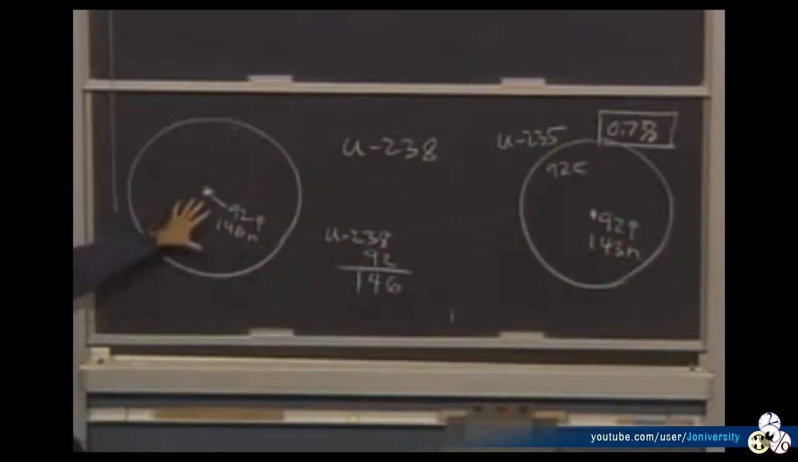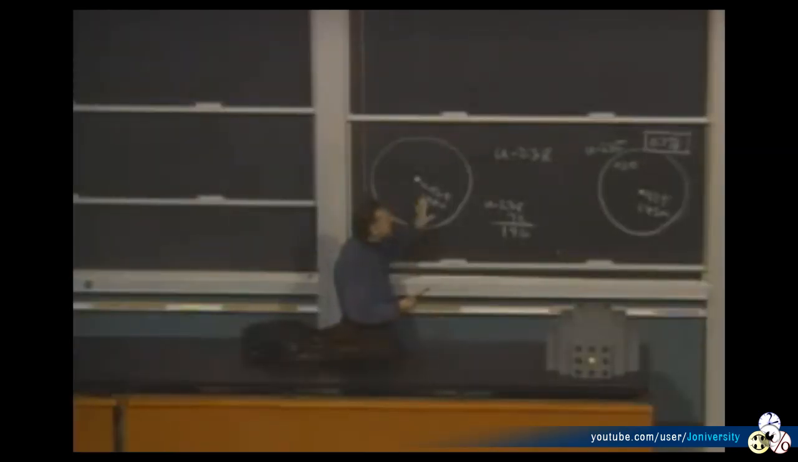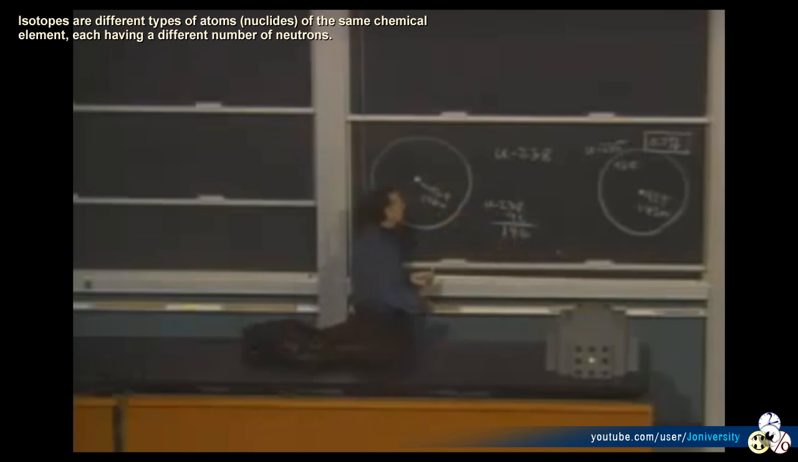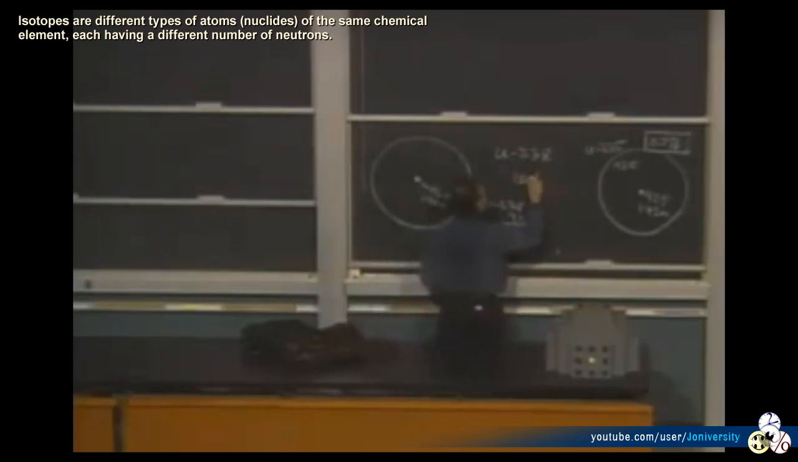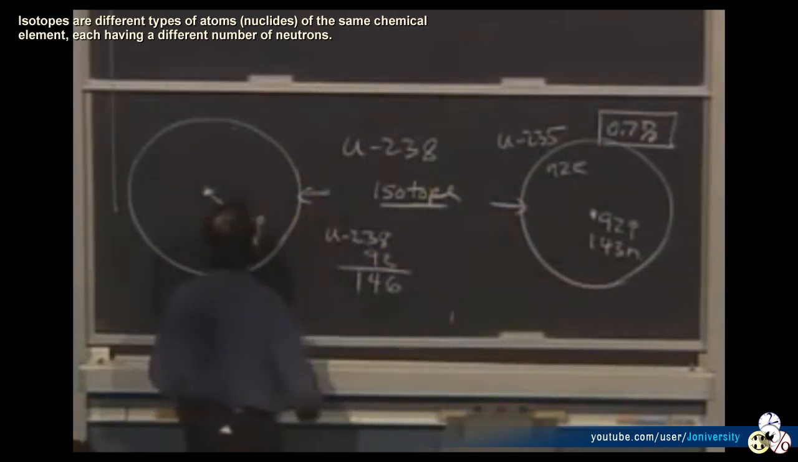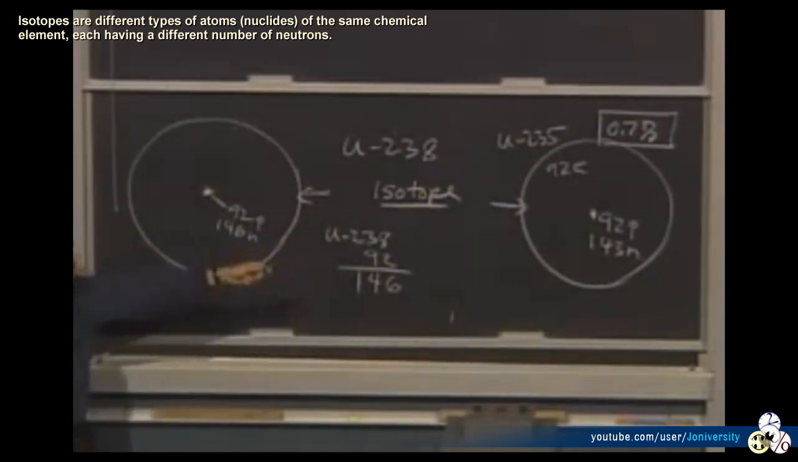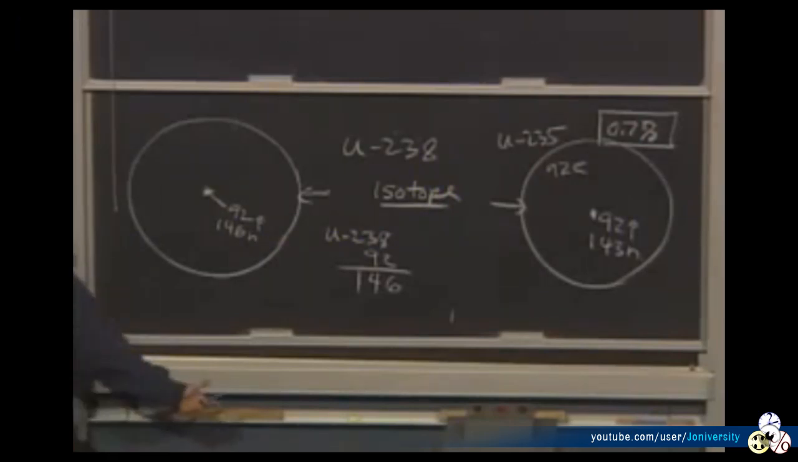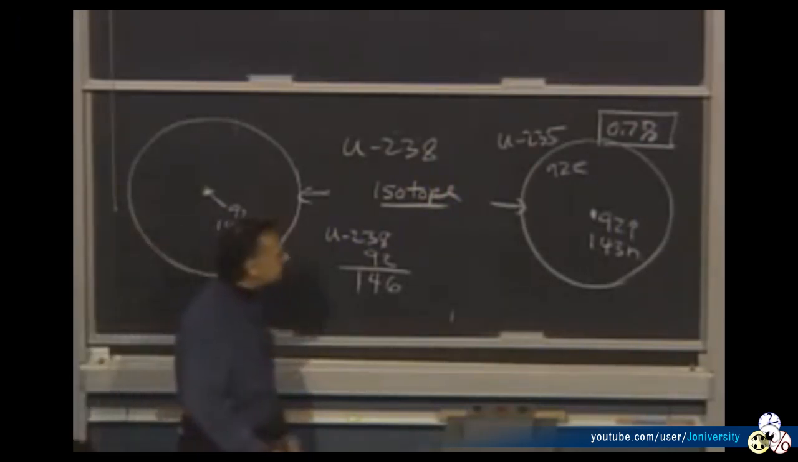Uranium-238 has decayed away too, but it has a longer half-life, so not much of it is gone. So these are called different isotopes. We can say, here's one isotope of uranium, here's another. This one is a rare isotope, not really rare, 0.7%. That's not tiny rare. It's enough there so you can do something with it.